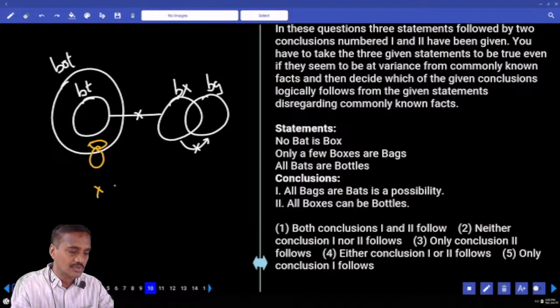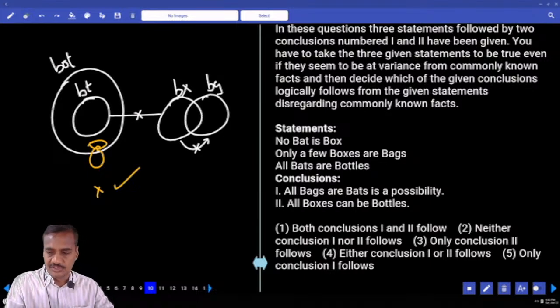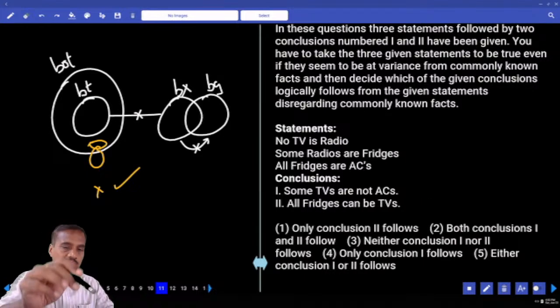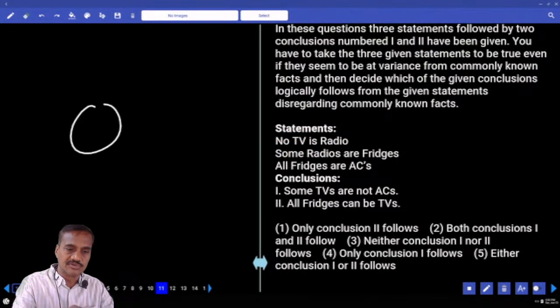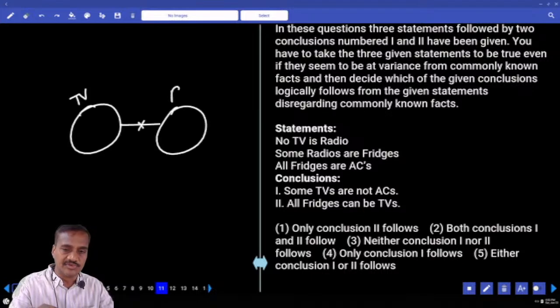And what is your answer? Only 2. Only 2, that is given in choice 3, question number 10. My 11th one, no TV is radio. No TV is radio, no intersection between TV and a radio. This is TV. And this is radio, no intersection between TV and a radio.